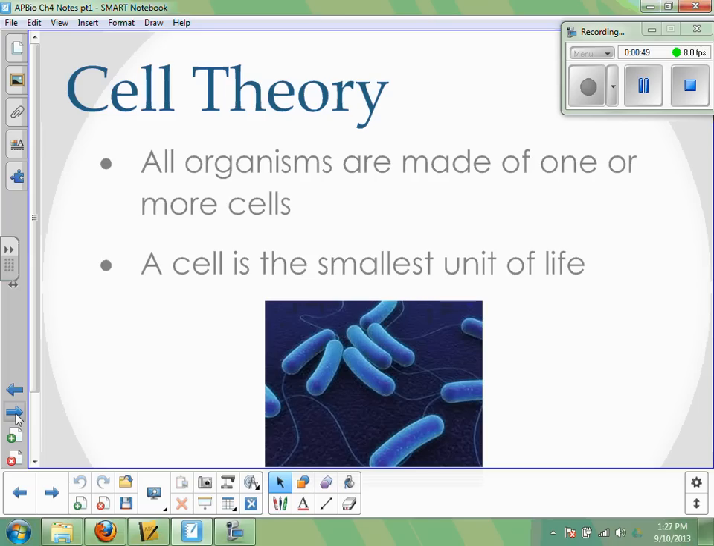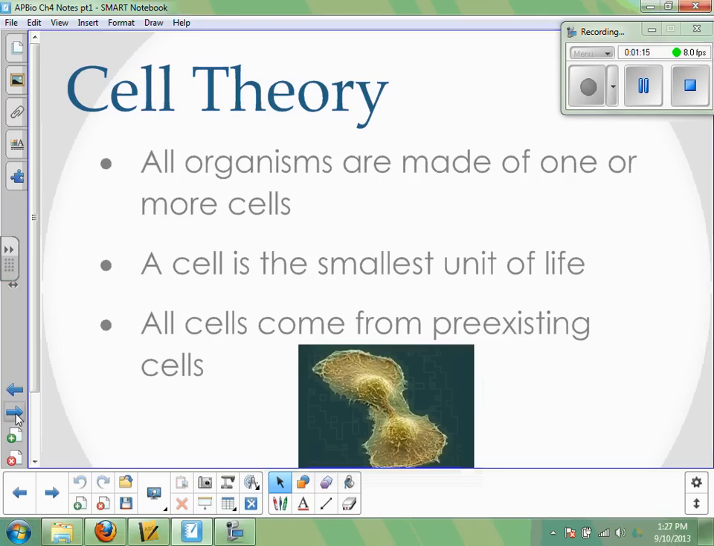The second part of the cell theory is that the cell is the smallest unit of life, or we sometimes say the cell is the functional unit of life, meaning that whatever characteristics are for life, we find the same characteristics in cells. So living things perform respiration, cells perform respiration. Living things digest food, cells digest food, and so on. So anything that we think of as a characteristic of an organism should apply also to a cell.